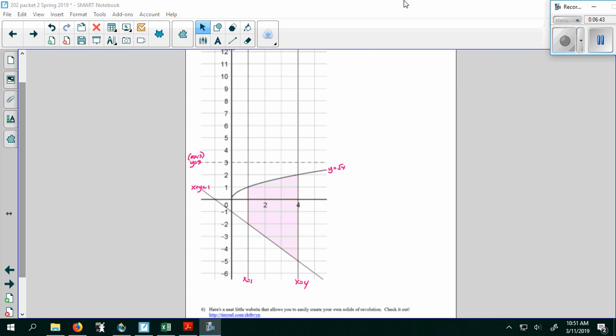Okay, so rather than trying to make this problem really big, I'm going to shrink the problem a little bit by saying, okay, what's going to happen if I just do one skinny rectangle? If I just rotate one skinny rectangle about this line y equals 3, what will that look like? So I pick a random spot along the x-axis. We'll call this x sub i. I'm going to draw a little rectangle here.